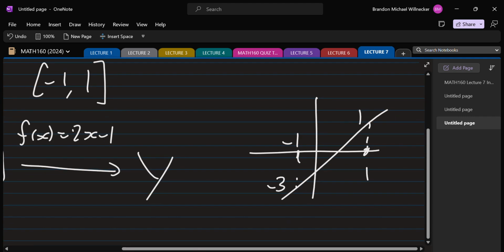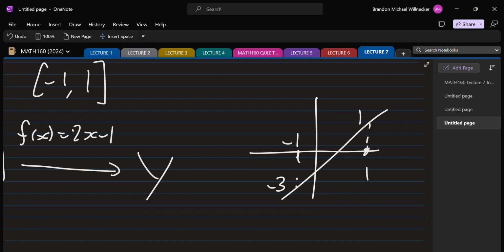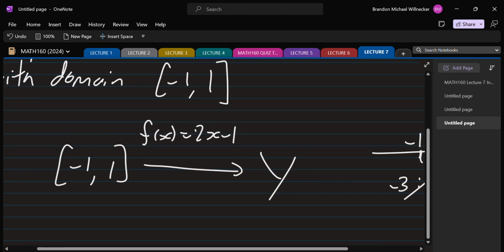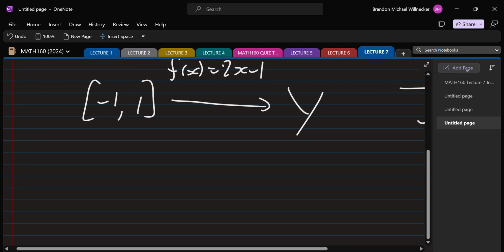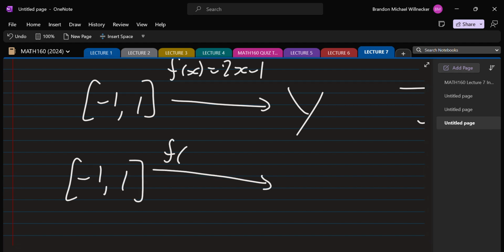The line goes through those points, so the range is everything between them. There's no gaps or anything. So what's the range? Good. Do we include the endpoints? Yes, we do. Square brackets there. So we can fill in what y needs to be. We go from minus 1 to 1, with f of x equals 2x minus 1, to minus 3 to 1.